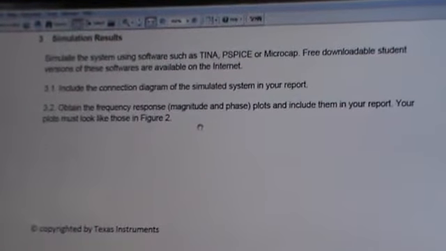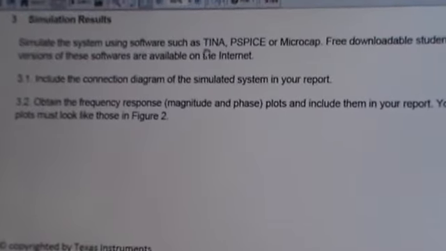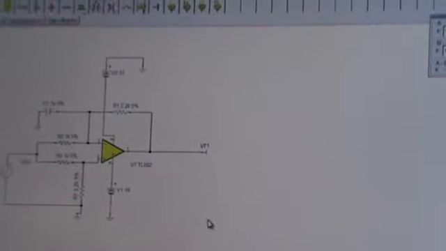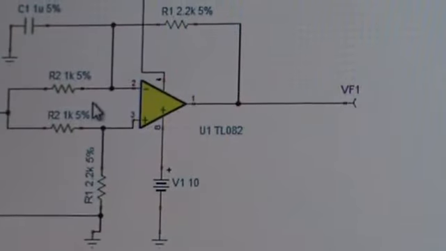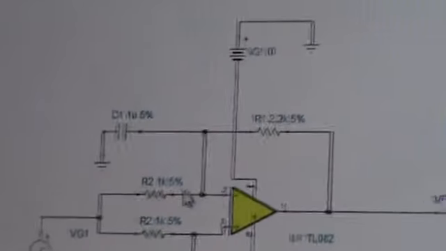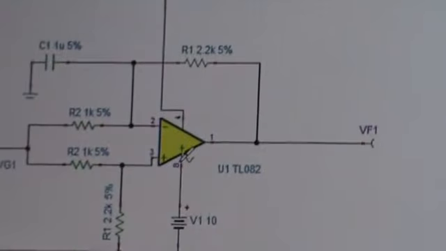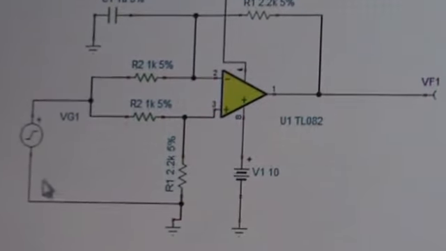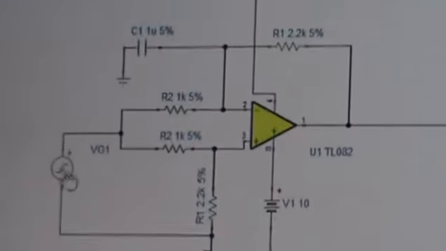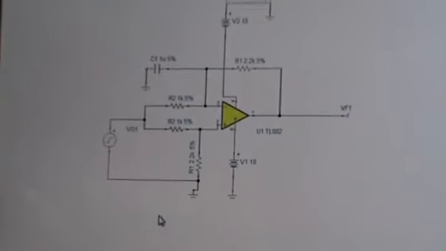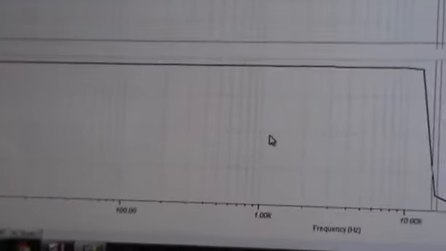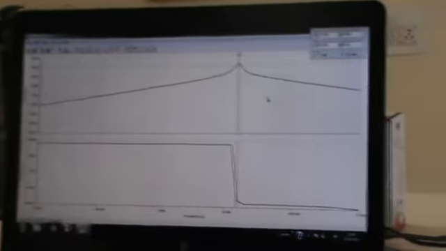So the next step is to simulate the given circuit. For the simulation we have used TINA simulation software provided by TI, and we have the circuit here. We have built the circuit as you can see. We have the resistor R1 2.2k, R2 1k, and we have the capacitor 1 microfarad, and this is the op-amp used, TL082. While simulating, we have given the input as sine wave 100 Hz 20 millivolts peak to peak. After simulating we get the Bode plots as shown here.